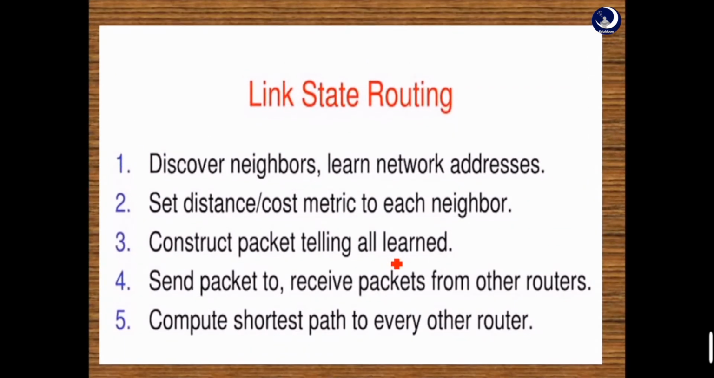Now next is link state routing. Here each router must follow these rules. First one is discover neighbors, learn network addresses. The second one is set distance or cost metric to each of its neighbors. The third one is construct a packet telling all it has learned. The fourth one is send packets to and receive packets from the other routers. The fifth one is compute the shortest path to each and every router. So let's discuss them in detail.